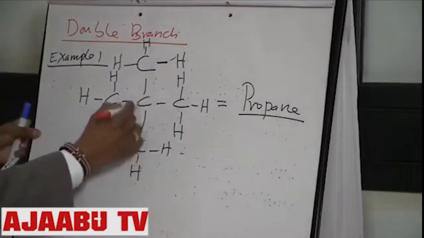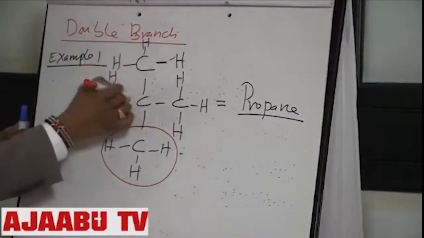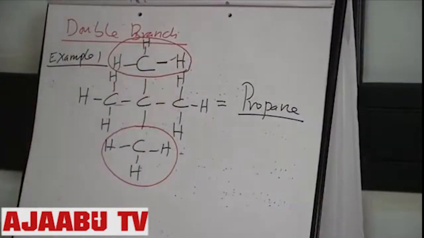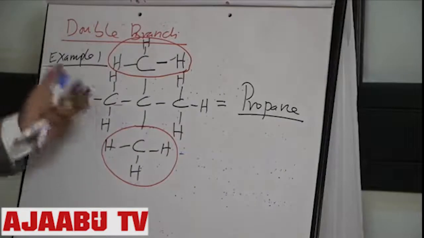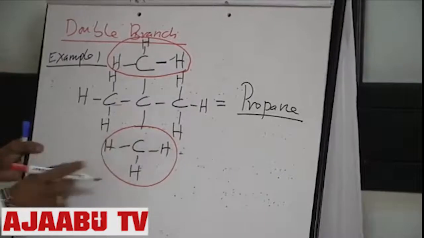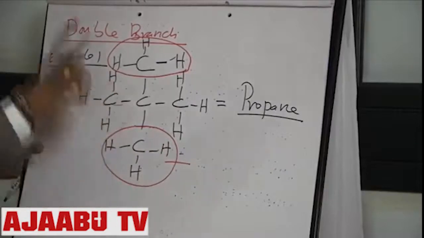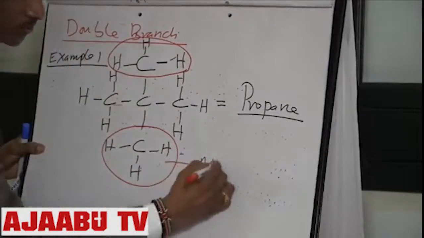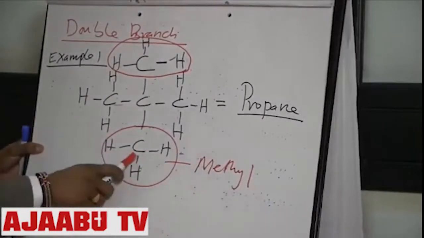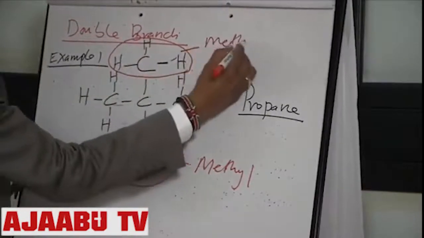So where are our branches? Anything else which is not here, we have a branch here. And anything else which is not here, we also have another branch here. Class, begin here. Which type of branch do we have? Deal with them individually. When we start with this: 1 carbon atom, 3 hydrogen atoms, 1 hydrogen atom less, methyl group. Remember, methyl group. If there were 2, ethyl group, but now here is a methyl group. Same to this, it is also a methyl group.